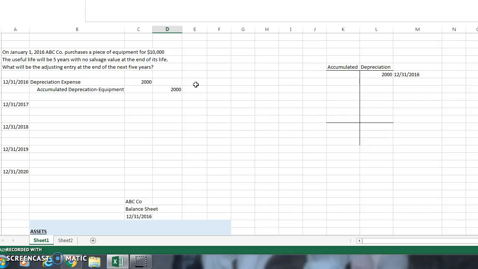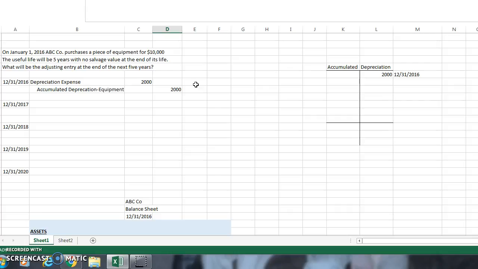On January 1, 2016, ABC Company purchases a piece of equipment for $10,000. The useful life will be 5 years with no salvage value at the end of its life. What will be the adjusting entry at the end of the next 5 years? So at the end of every year, we're going to record depreciation expense.